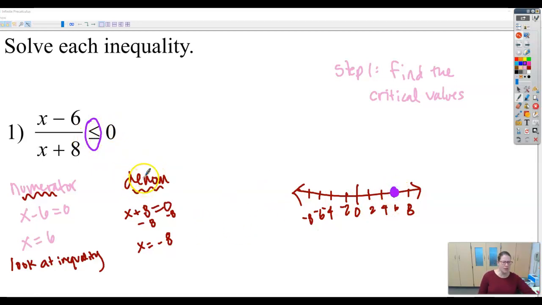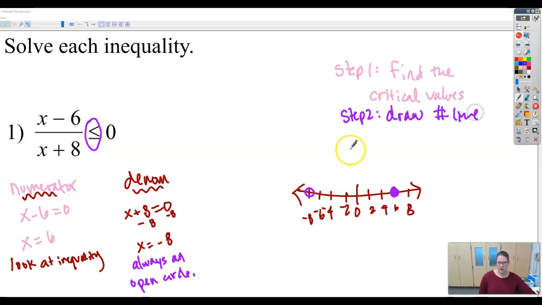But when it comes to the denominator, remember, I never want anything in my denominator to equal 0. If my denominator equals 0, then this is undefined, because I cannot divide by 0. So if it comes from the denominator, it's always going to be an open circle. So I'm going to circle negative 8, and it's going to be an open circle this time because it came from the denominator, okay? So find the critical values, put them on a number line, and circle the critical values.